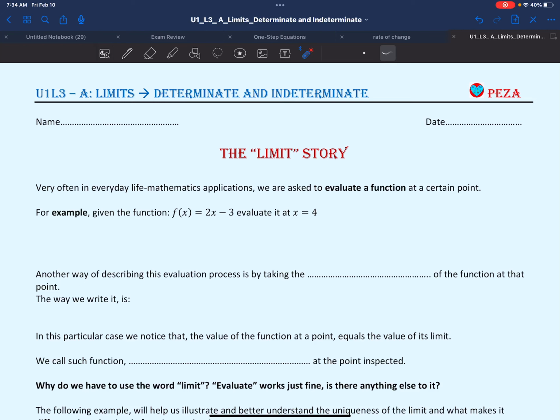In this lesson, we'll explore limits. To start with, let's take a look at this little story about limits that will help us understand the meaning and the definition of it.